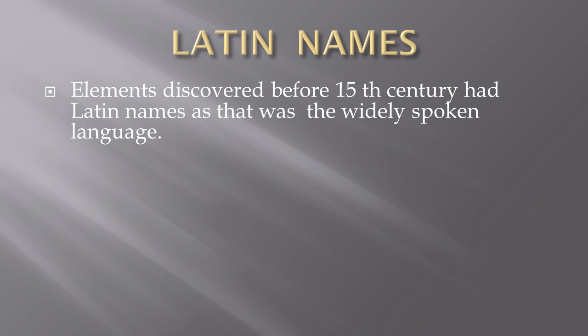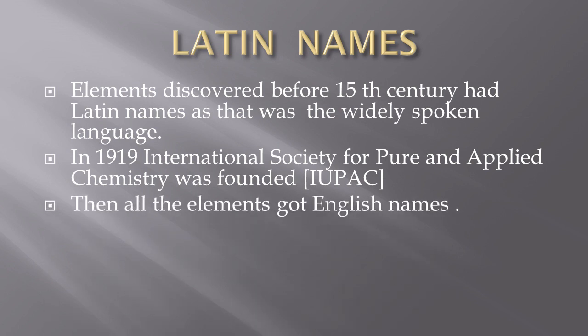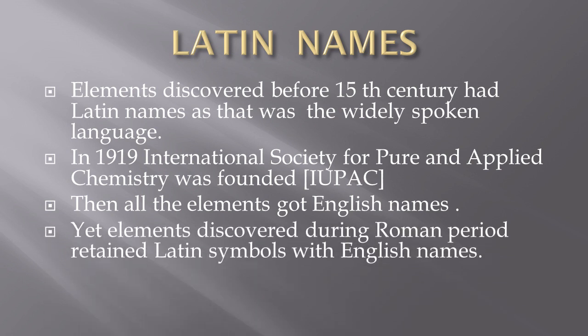Elements discovered before the 15th century had Latin names as that was the widely spoken language then. In 1919, the International Union of Pure and Applied Chemistry was founded, that is IUPAC. Then all the elements got English names. Yet elements discovered during the Roman period retained Latin symbols with English names. That is the history in brief.